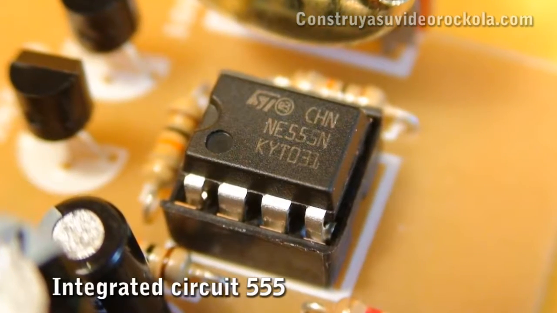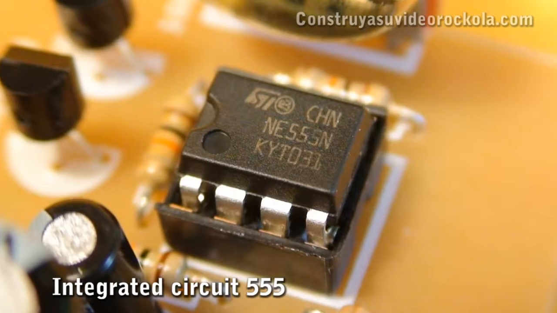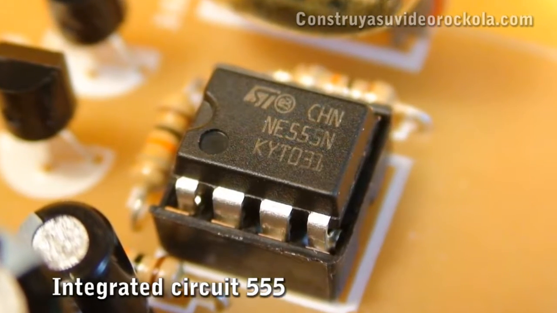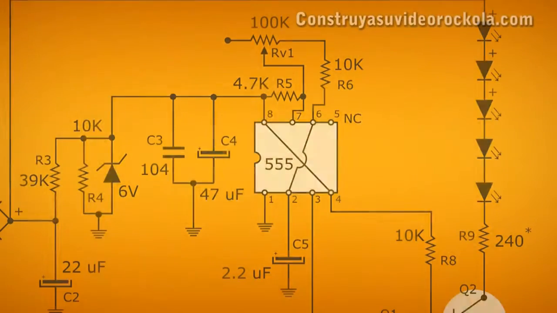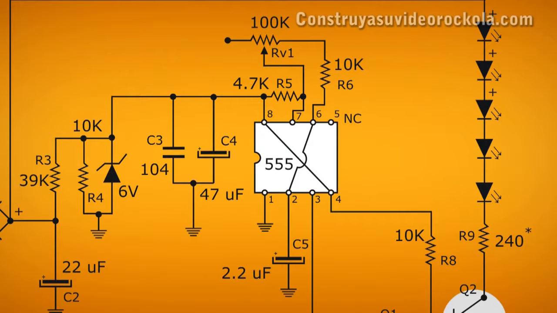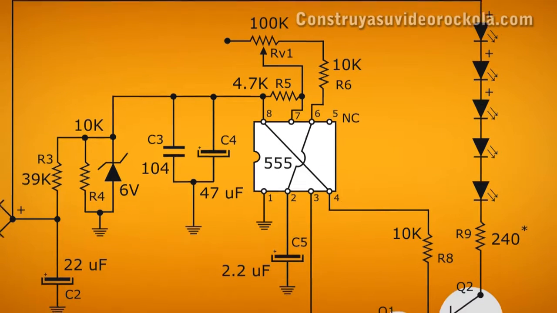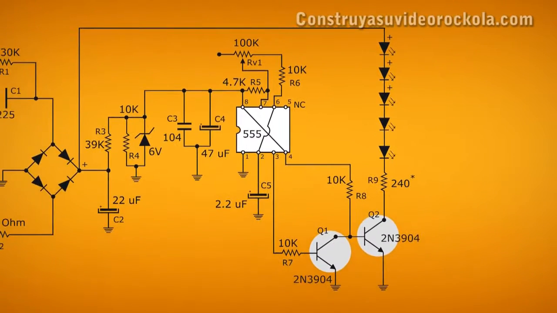The 555 is an integrated circuit used to generate oscillations and accurate time delays. In this case, we will use it to make an astable oscillator. The working frequency is set by a potentiometer, a pair of resistors, and a capacitor. The 555 is responsible for controlling the transistor that acts as a switch.